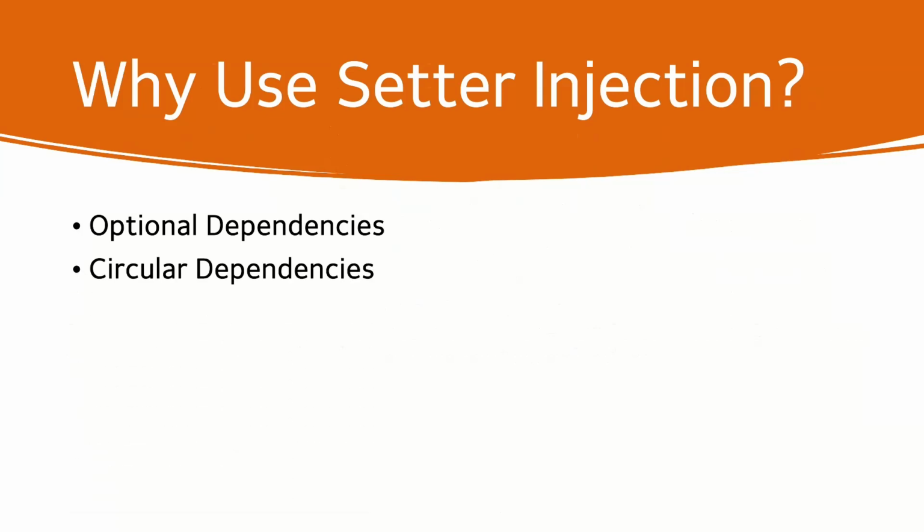Next, let's talk about circular dependencies. This is when two beans depend on each other to work. With constructor injection, this situation would lead to a failure because each bean waits for the other to be instantiated first. Setter injection, however, cleverly works around this by allowing the beans to be instantiated independently and set their dependencies later.